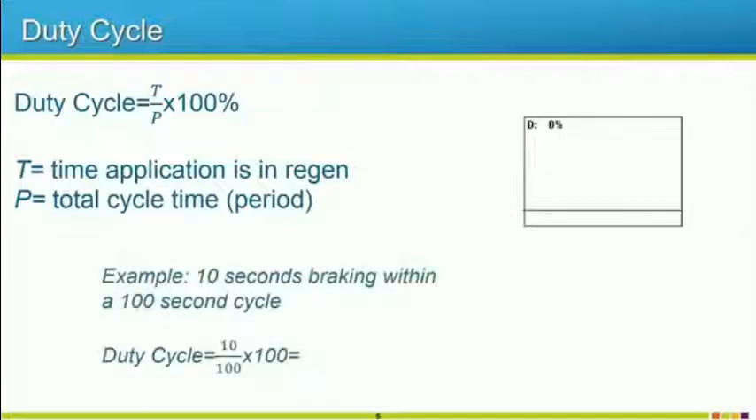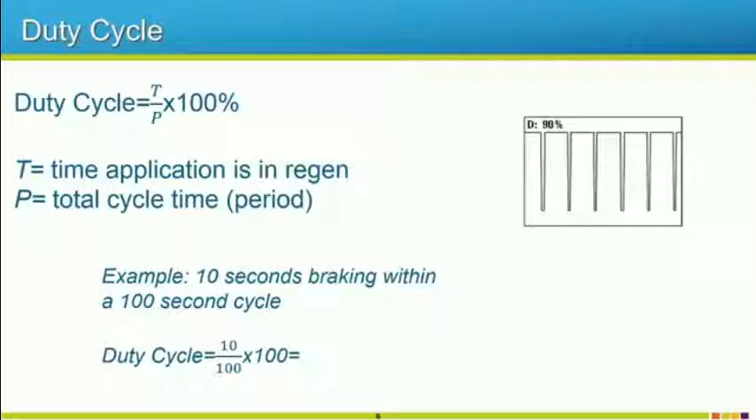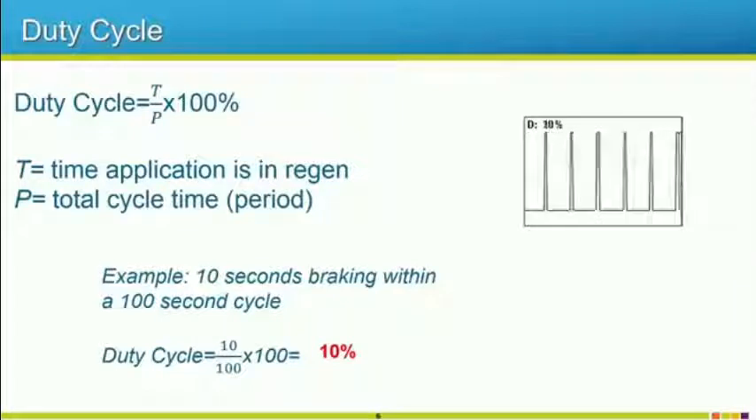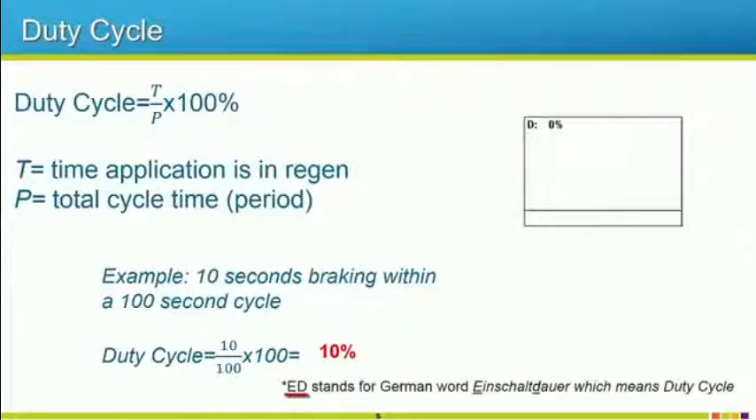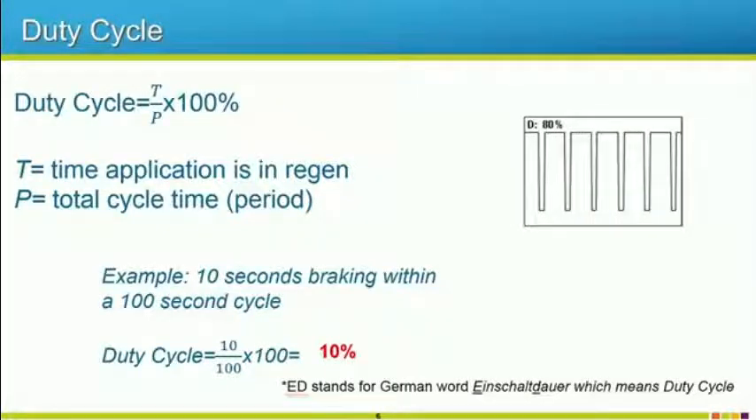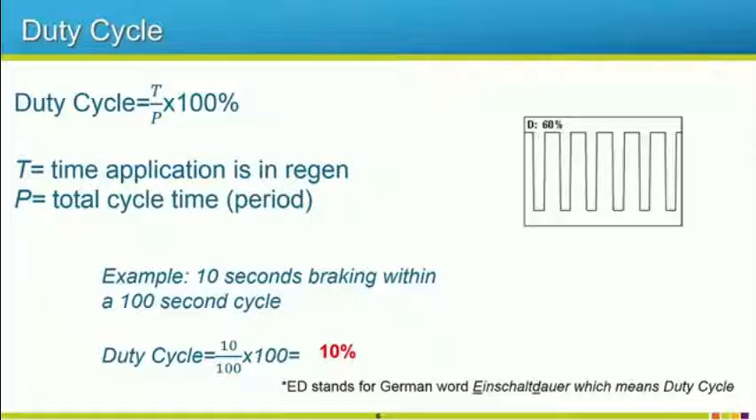If an application is braking for 10 seconds out of a 100-second cycle, we divide that braking time by the cycle time to calculate the duty cycle percentage. One thing to note is that Yaskawa often lists ED instead of duty cycle when it comes to ratings of regenerative components. ED simply stands for Einschaltdauer, which is actually German for duty cycle.